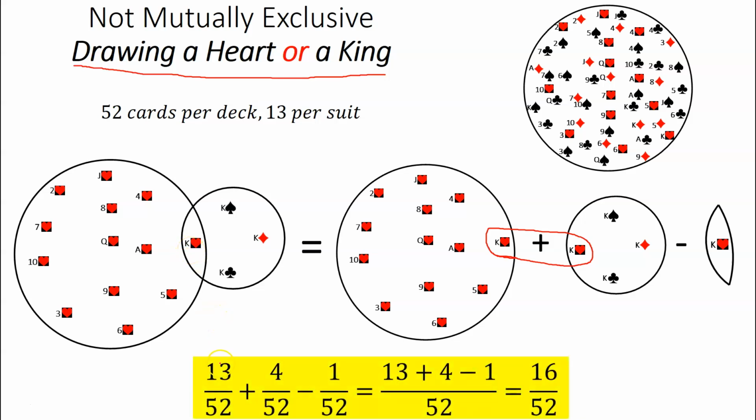We would have 13 out of 52 hearts, 4 out of 52 kings. We subtract the 1 king of hearts that's overlapping. Nice enough, I still have a common denominator here, so I can just simply deal with the numerator. And the probability would be 16/52 of getting from a randomized deck a heart or a king. And that's when it's not mutually exclusive.